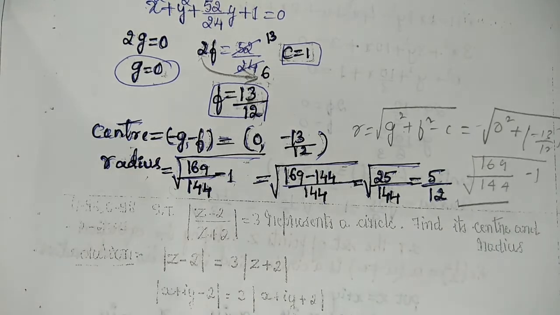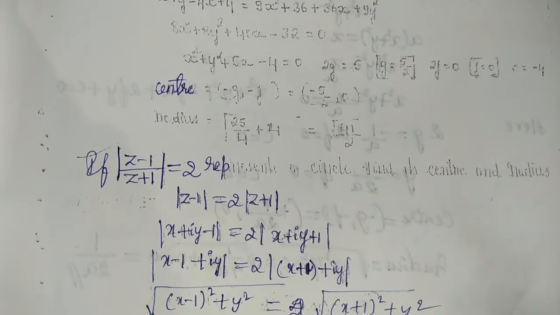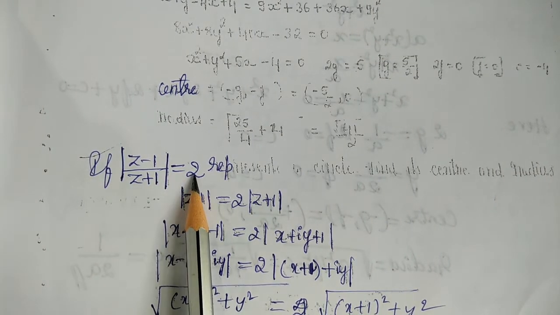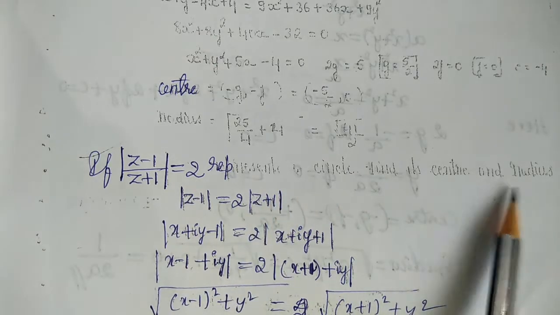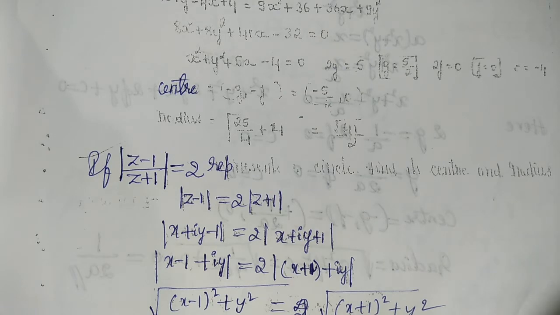That's it. Similar to this, here we have the last problem, similar to the previous two problems. If modulus of (z minus 1) by (z plus 1) is equal to 2 represents a circle, find its center and radius. To find the center and radius, we must have the standard equation, that is x square plus y square plus 2gx plus 2fy plus c is equal to 0.